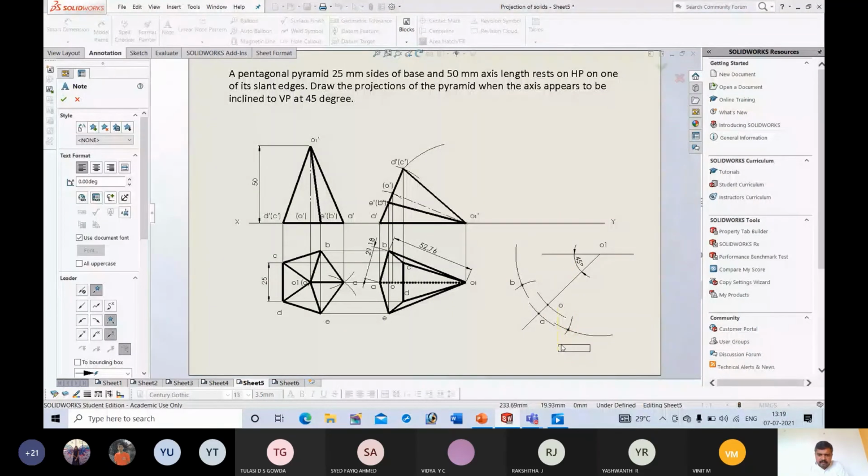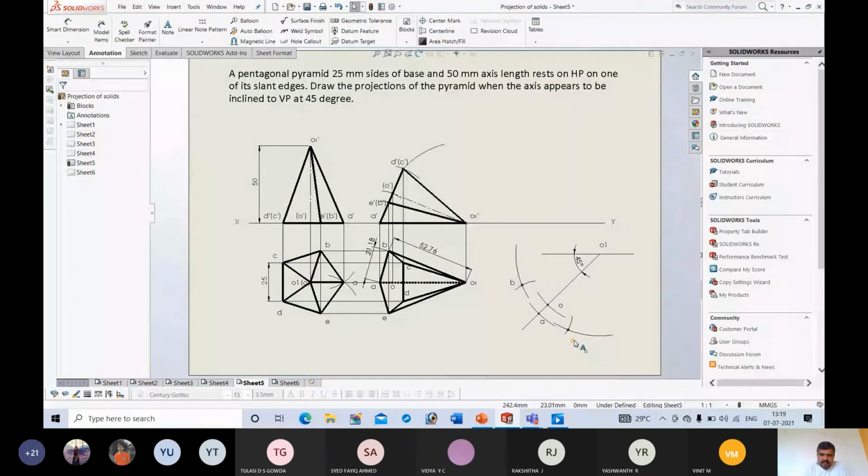After getting points B and E, I should get points C and D. Either I can draw two arcs by taking the radial distances BC and O1C, and I can get point C. Similarly, taking the radial distances ED and O1D, I can draw two arcs and get the remaining point. That is one procedure. Other than that, I can get it in one more procedure.